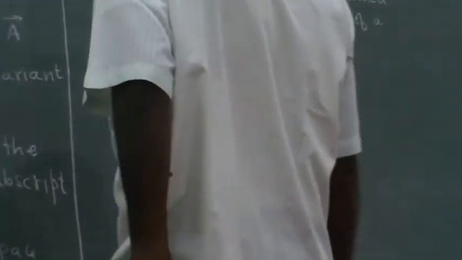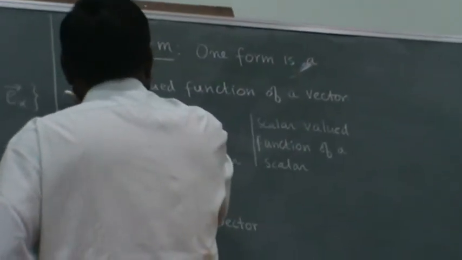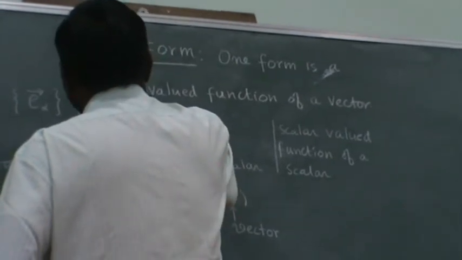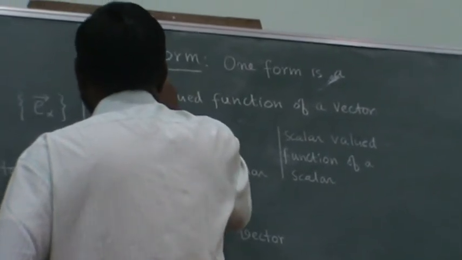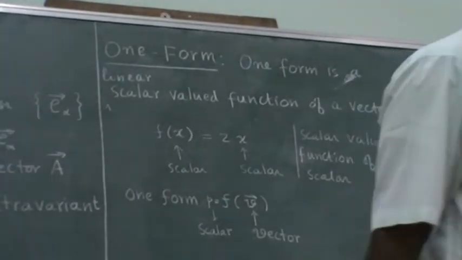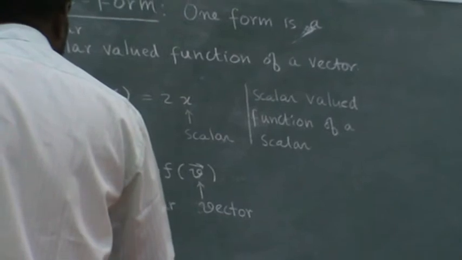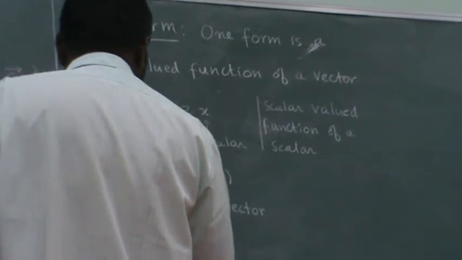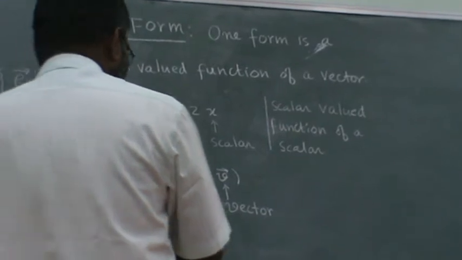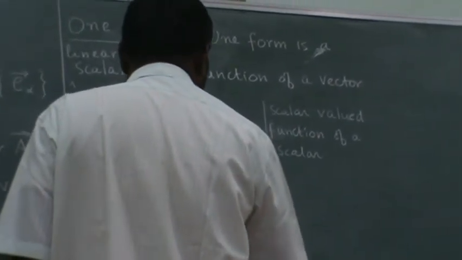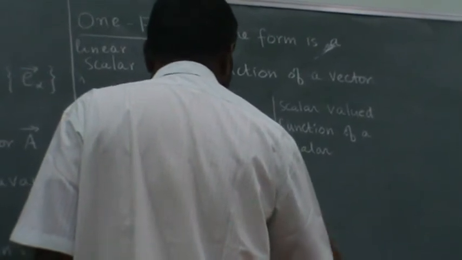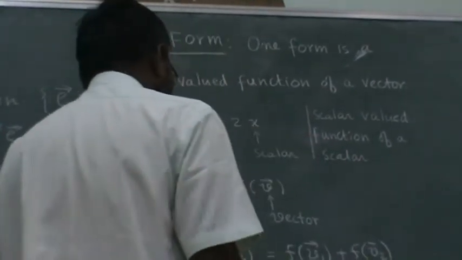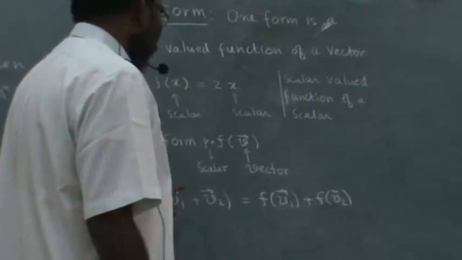Okay, so this is also called, of course, a one form. I must also add another term: it's a linear scalar valued function. That means if I have two vectors, f of v1 plus v2, the sum of these two will be another vector, and this can be written as f of v1 plus f of v2. So if it is a linear function, then this will be satisfied.